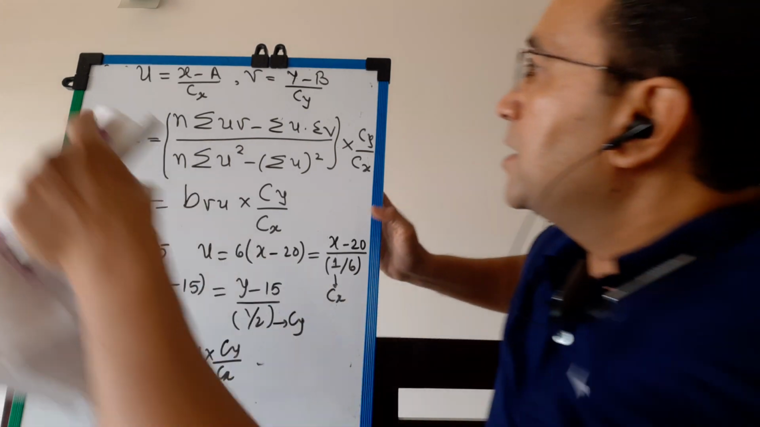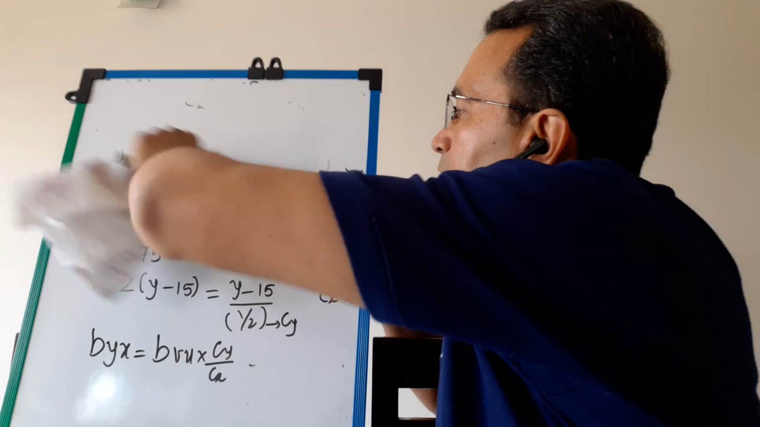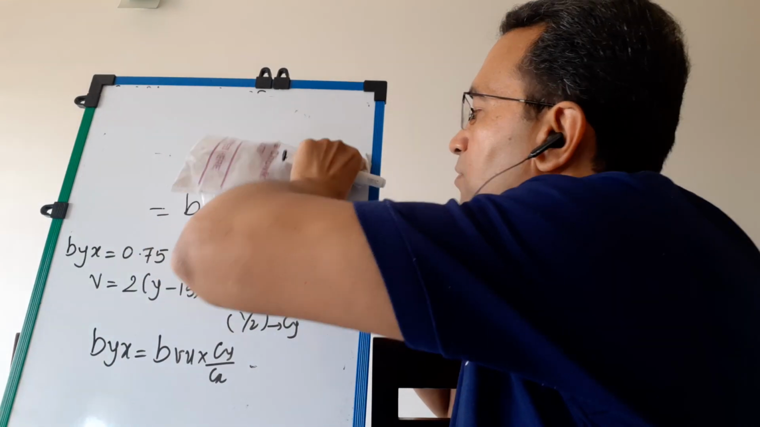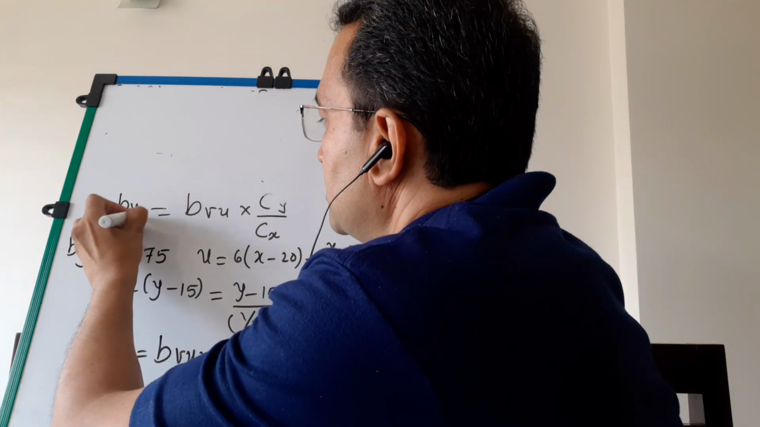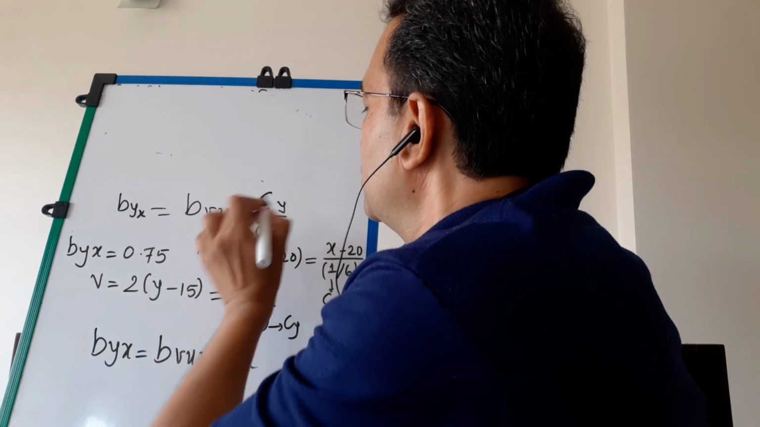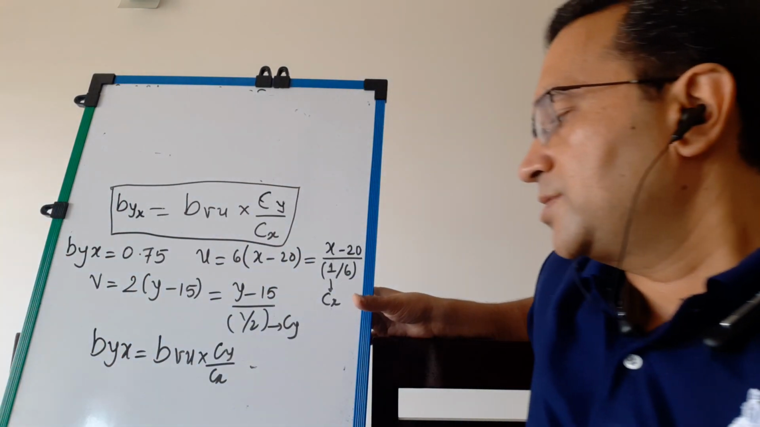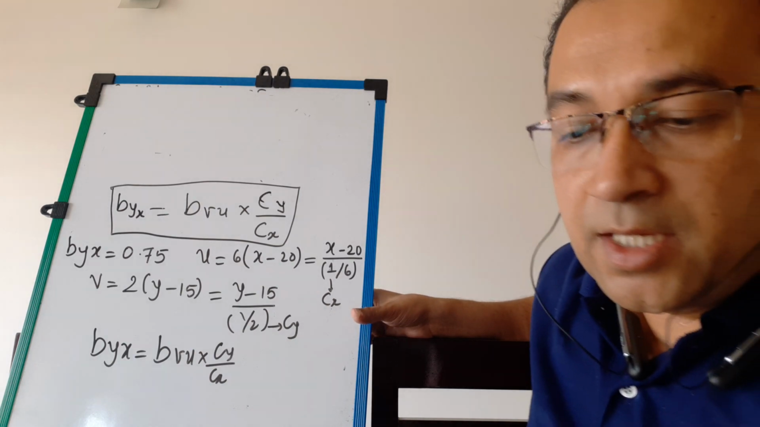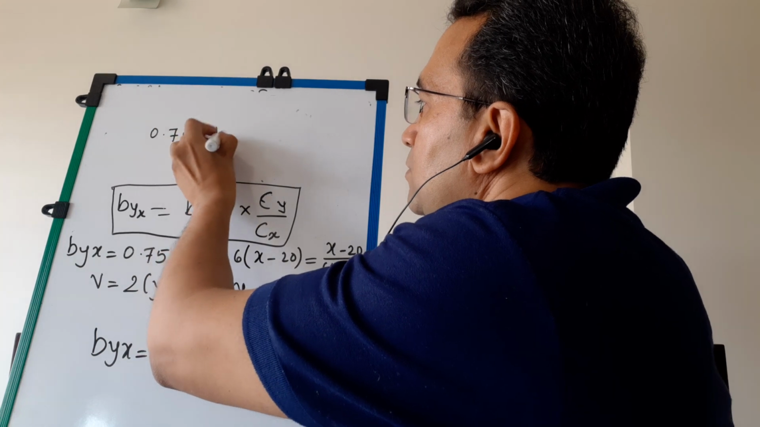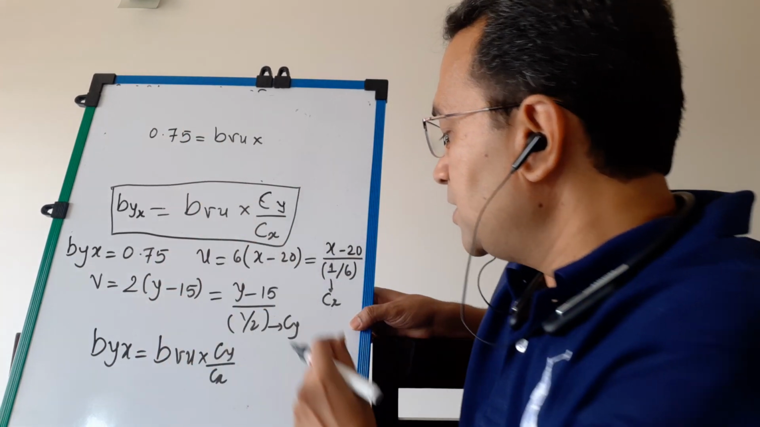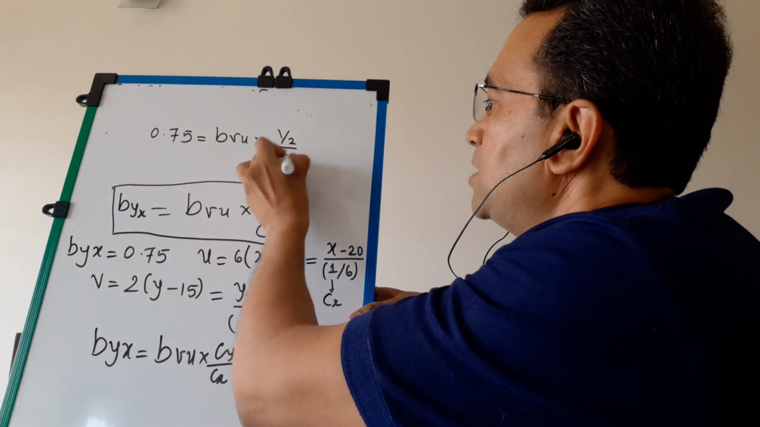Students, for the time being, I am erasing this part of the formula. Now all of you have understood, so I am keeping only this much as a formula. B by x is equal to BVU into cy upon cx. Now using this formula, B by x is 0.75 is equal to BVU. Cy is how much? 1 by 2. And Cx is 1 by 6.